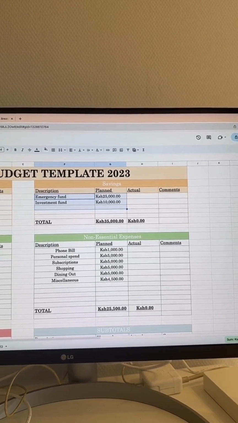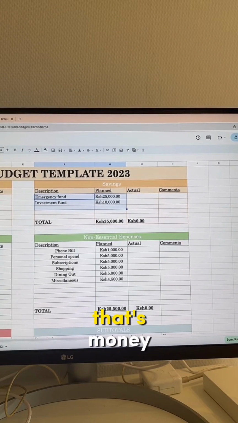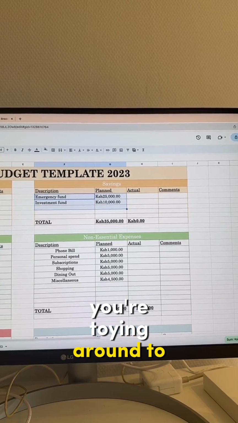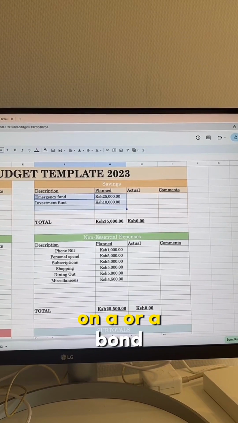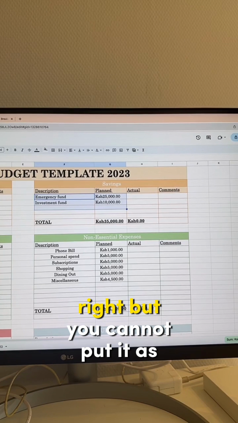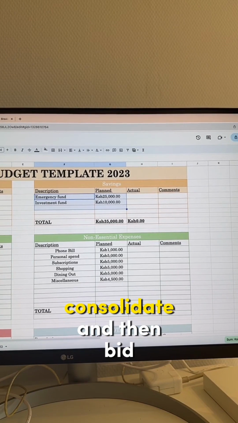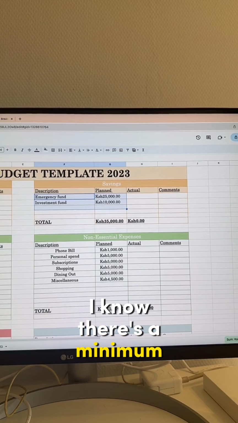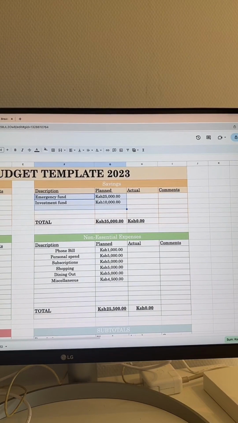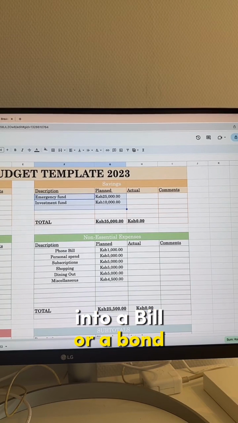Investment fund. Now this one, whatever you accumulate as investment fund, that's money you're toying around with to invest in different areas. So this one you can put on a bill or a bond, right? But you cannot put it as 10K. You have to consolidate and then bid. Because there's a minimum of how much you can put into a bill or a bond.